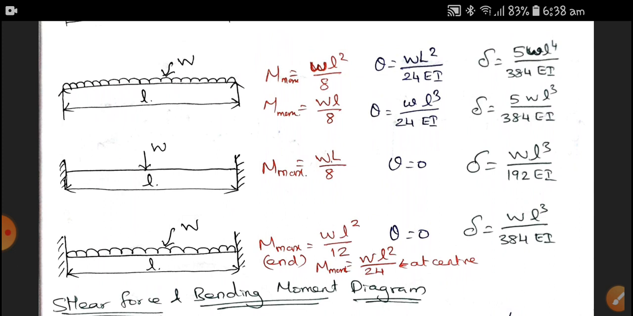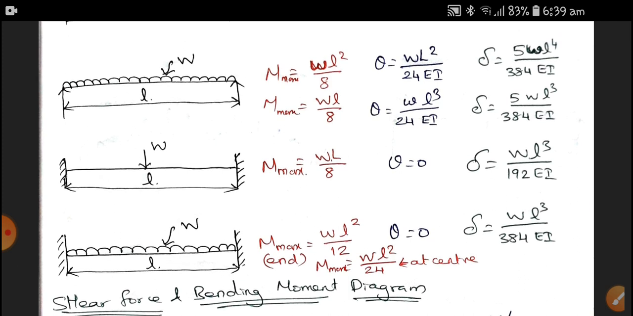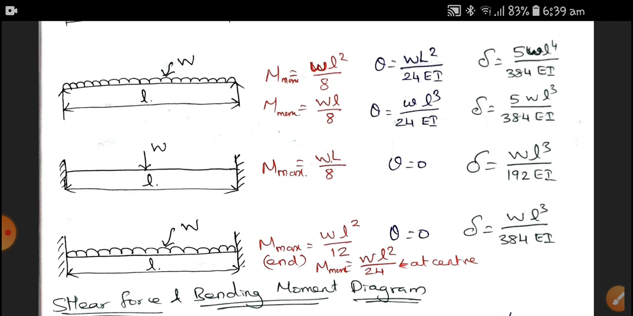For the fixed beam, we are assuming it is like a simply supported beam for finding the maximum bending moment as well as the deflections. For that sake, for the fixed beam with the point load at the midsection, the maximum bending moment is WL by 8. Yes, similar to the simply supported beam. And here, since it is the fixed beam, the slope is 0. At any condition, the slope becomes 0. Whereas delta, the deflection of the beam, is WL cube divided by 192 EI.